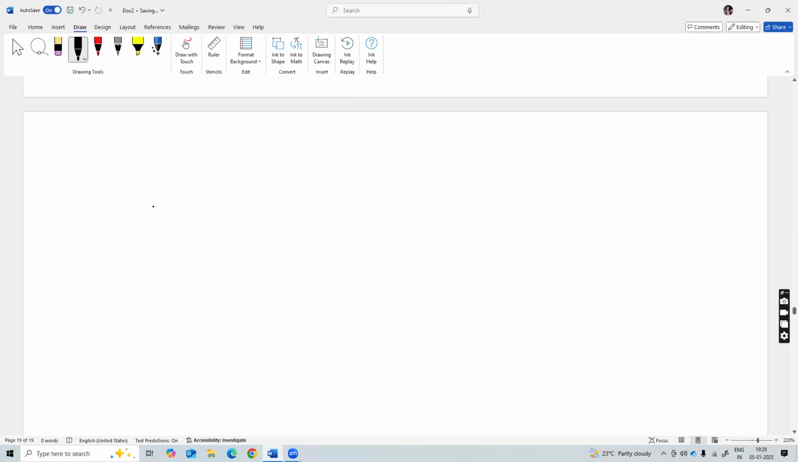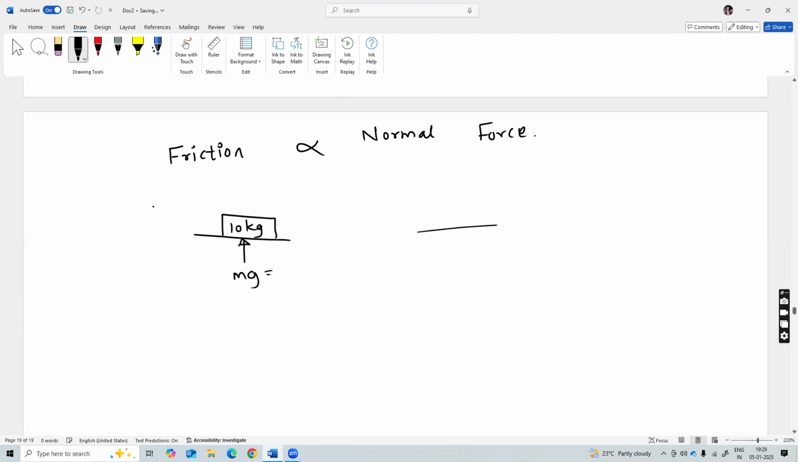So friction is basically proportional to the normal force. Let's say there is a ground and there is an object of 10 kg. So if there is an object of 10 kg, of course there will be a normal reaction of mg acting upwards. Here in this case it will be 10 is m, g is let's say 10, it will be 100 newton. So normal force is 100 newton.